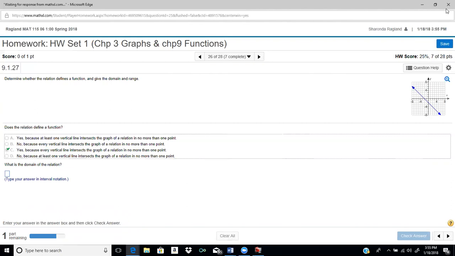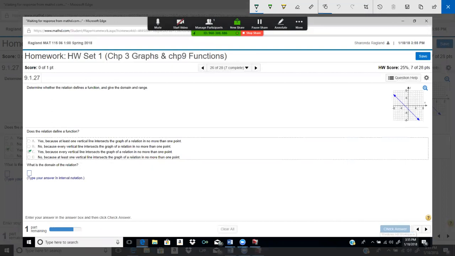Now it says, what is the domain of the relation? Let's look at it again. To find the domain when dealing with the graph of a straight line, remember that a line goes on forever. It does not stop. So if I want to find the domain, I want to look for the minimum x value. That means I'm looking to the left, and that one is going to continue to go out.